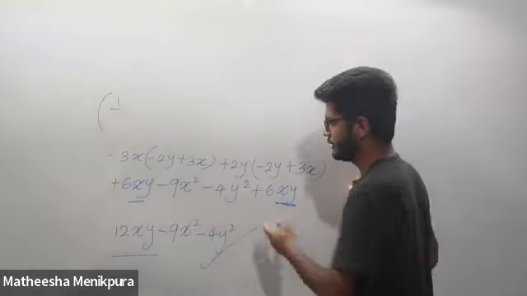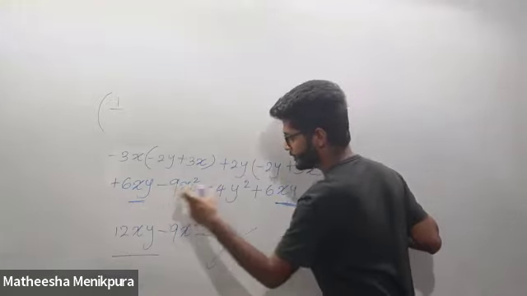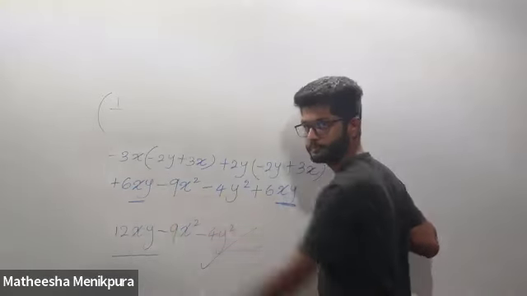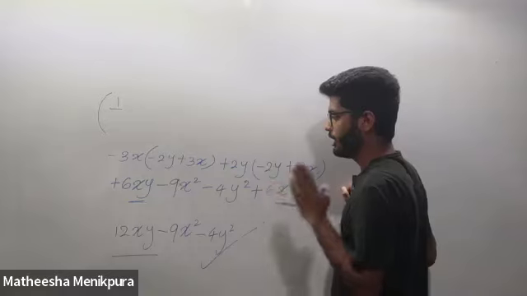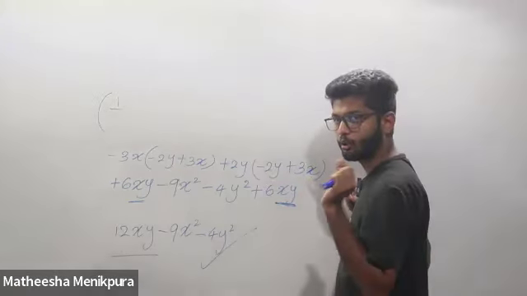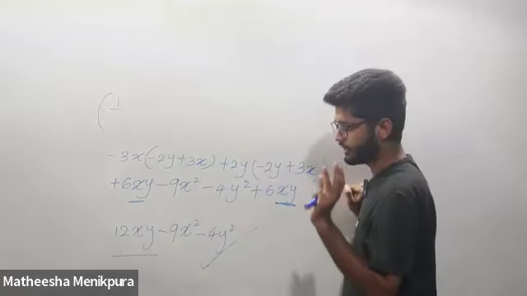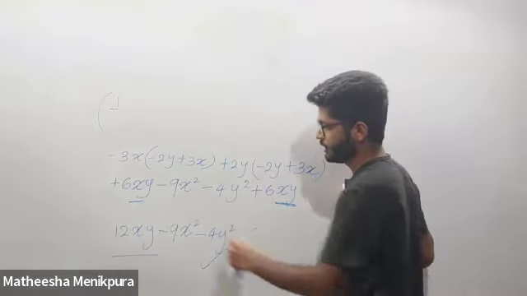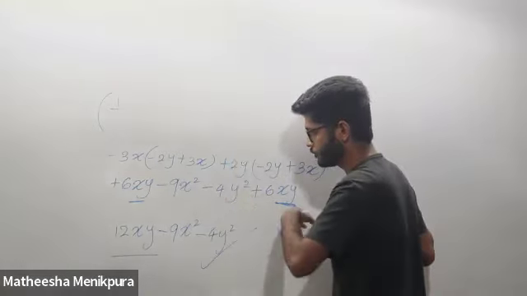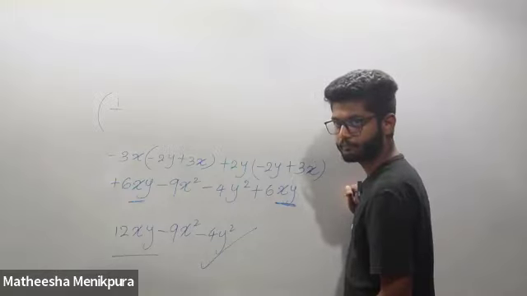So that is how we remove these brackets. After removing the bracket, we have addition and subtraction of 4 terms here. But we know we can add or subtract only like terms. So select the like terms from these 4 and add or subtract them.